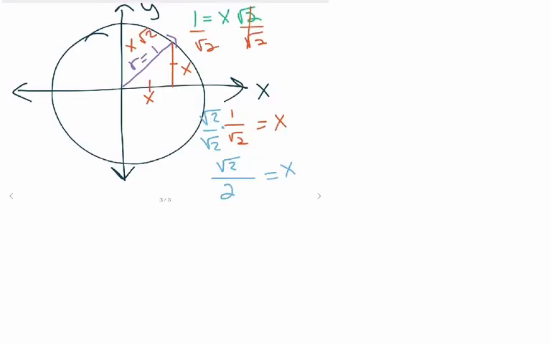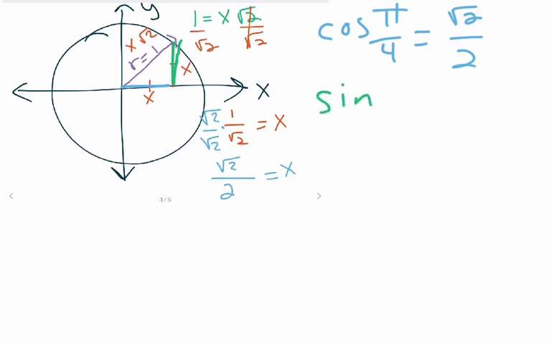This means that our length along the x-axis is equal to square root 2 over 2, and cosine corresponds with our x-coordinate of a point. So we can say cosine pi over 4 equals square root 2 over 2. Now sine corresponds to the y-coordinate. So here, moving up along y, is also square root 2 over 2 units. So sine of pi over 4 equals square root 2 over 2.